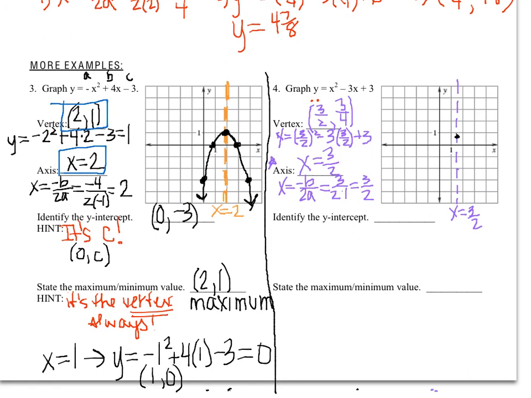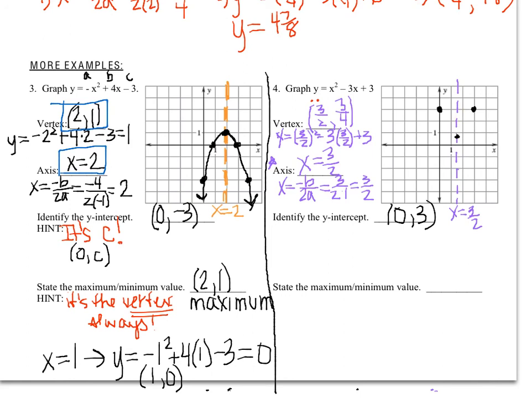Okay. Next part, identify the y-intercept. And remember, my hint was it's C. So C is positive 3, so my y-intercept is the point 0, 3. So I'm going to put 0, 3 on here, which is right here. And then I'm going to reflect it to find another point. See, that's 1.5 away, so 1.5 away would be right there. So I got another point right here.